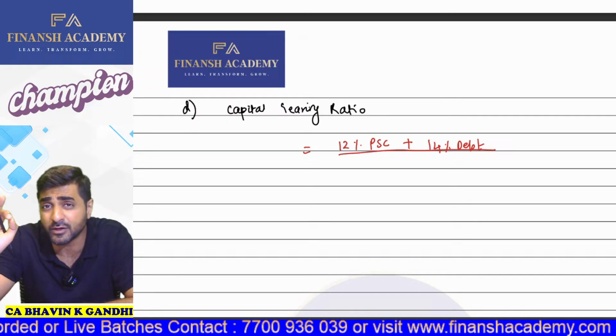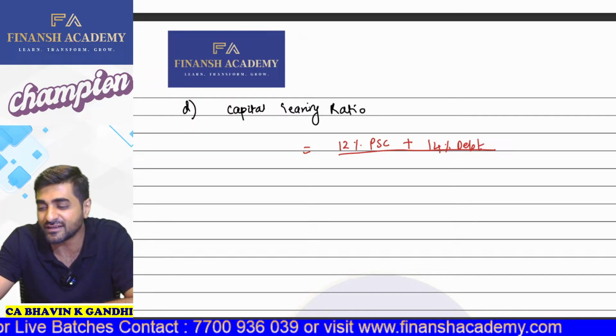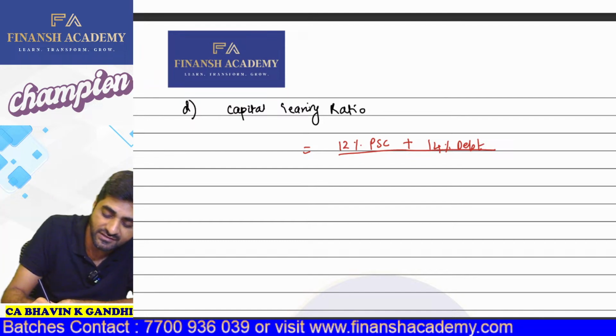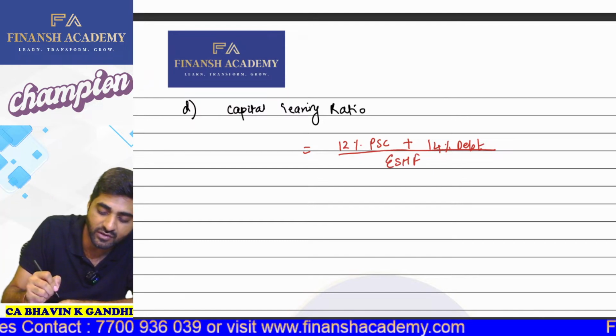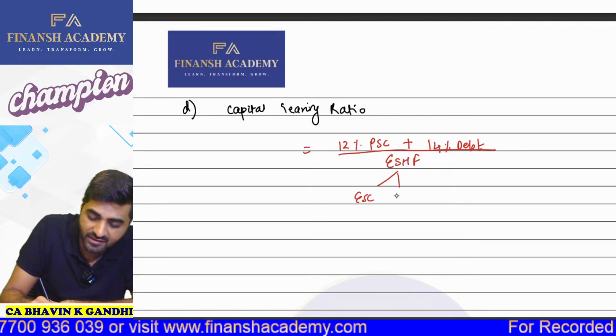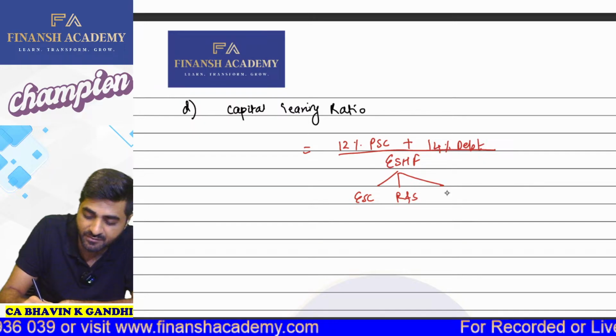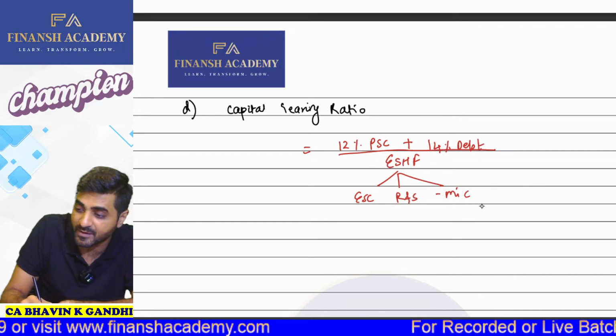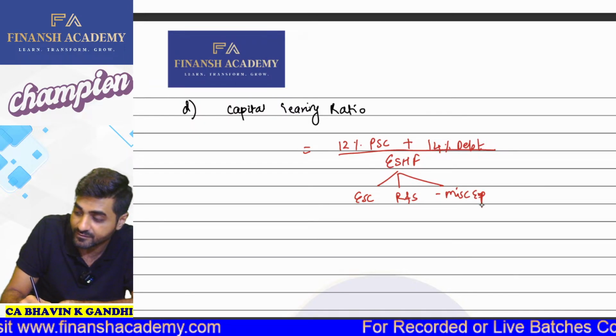Okay. And we need to divide this with what? We have to divide this with your equity shareholders funds. So I will now divide this by my equity shareholders funds. And what is my equity shareholders funds? Equity share capital plus reserves and surplus. From this, I will subtract miscellaneous expenditure not written off.